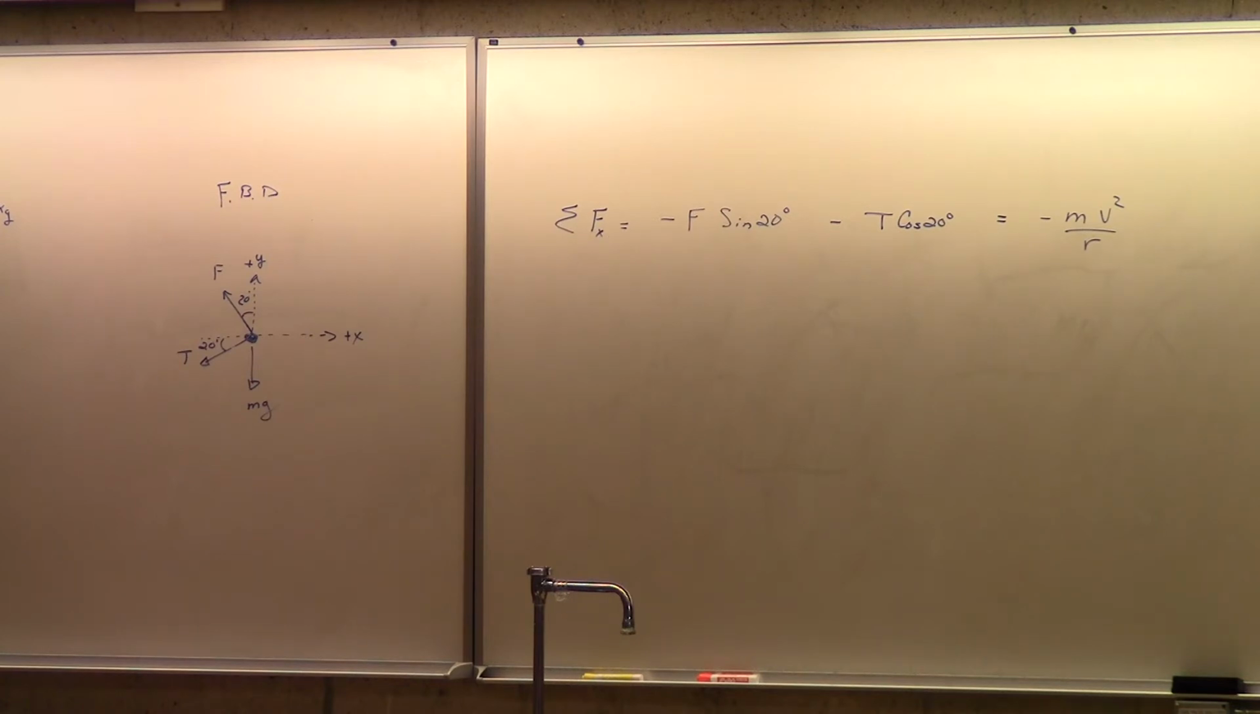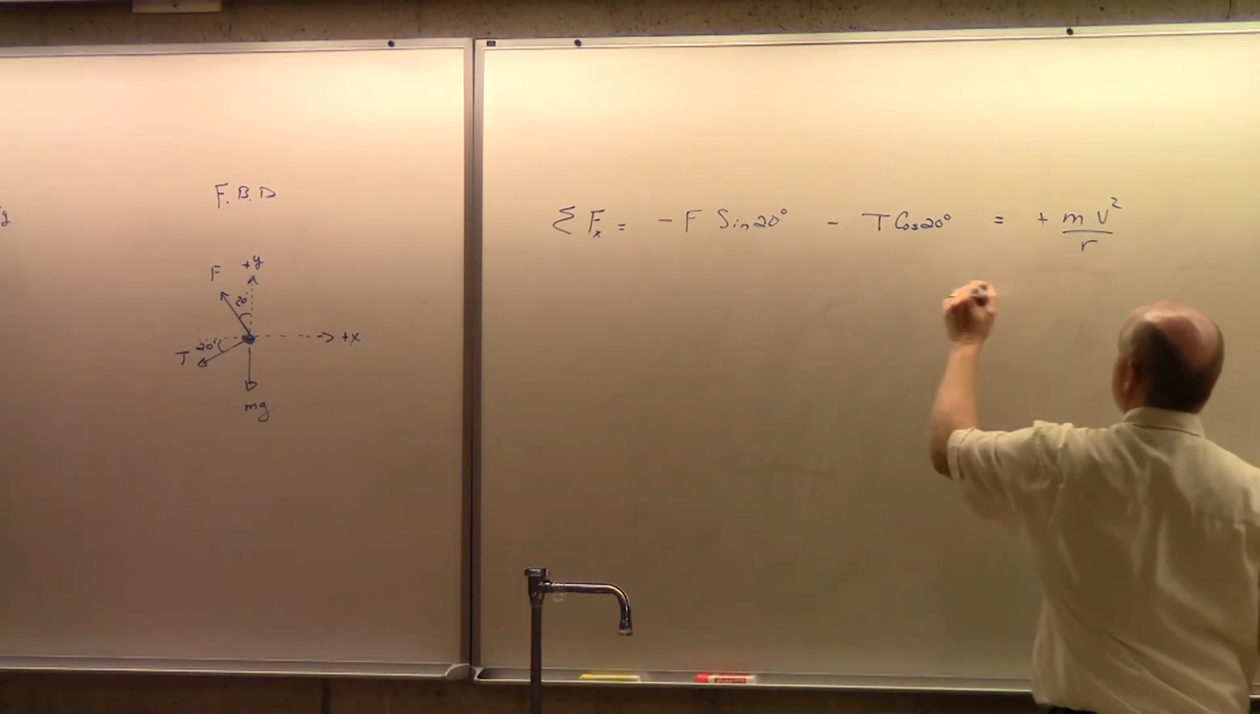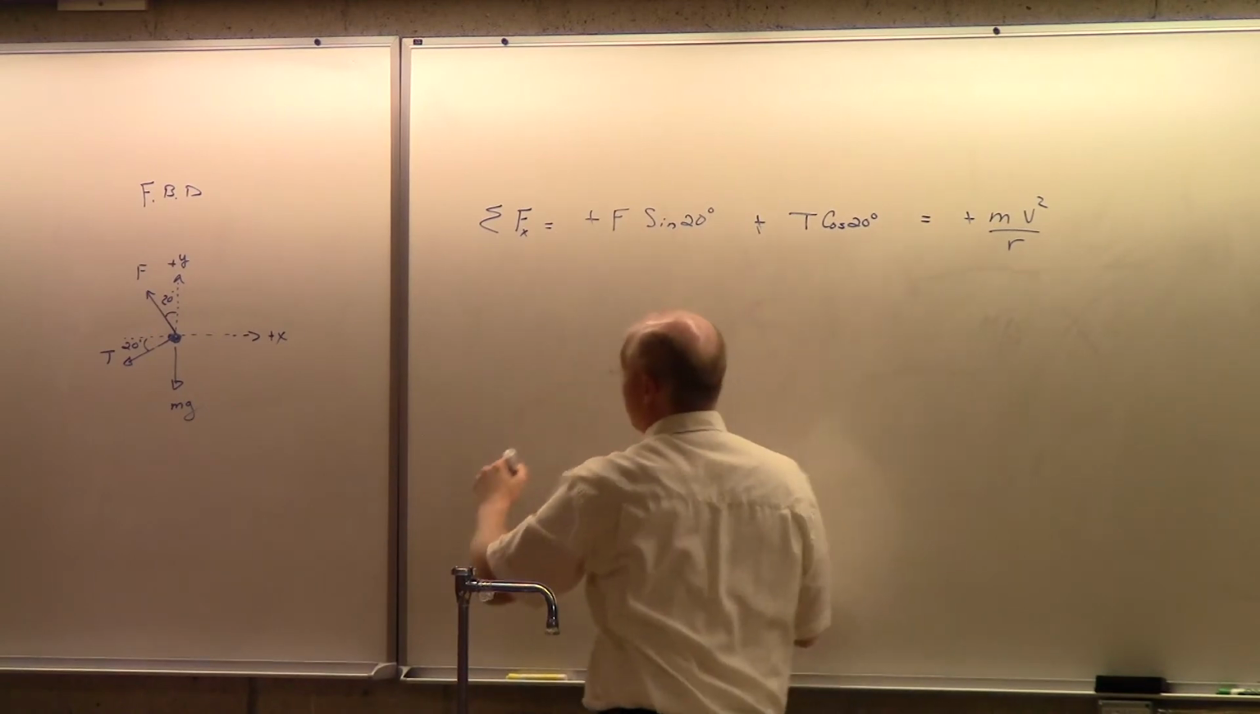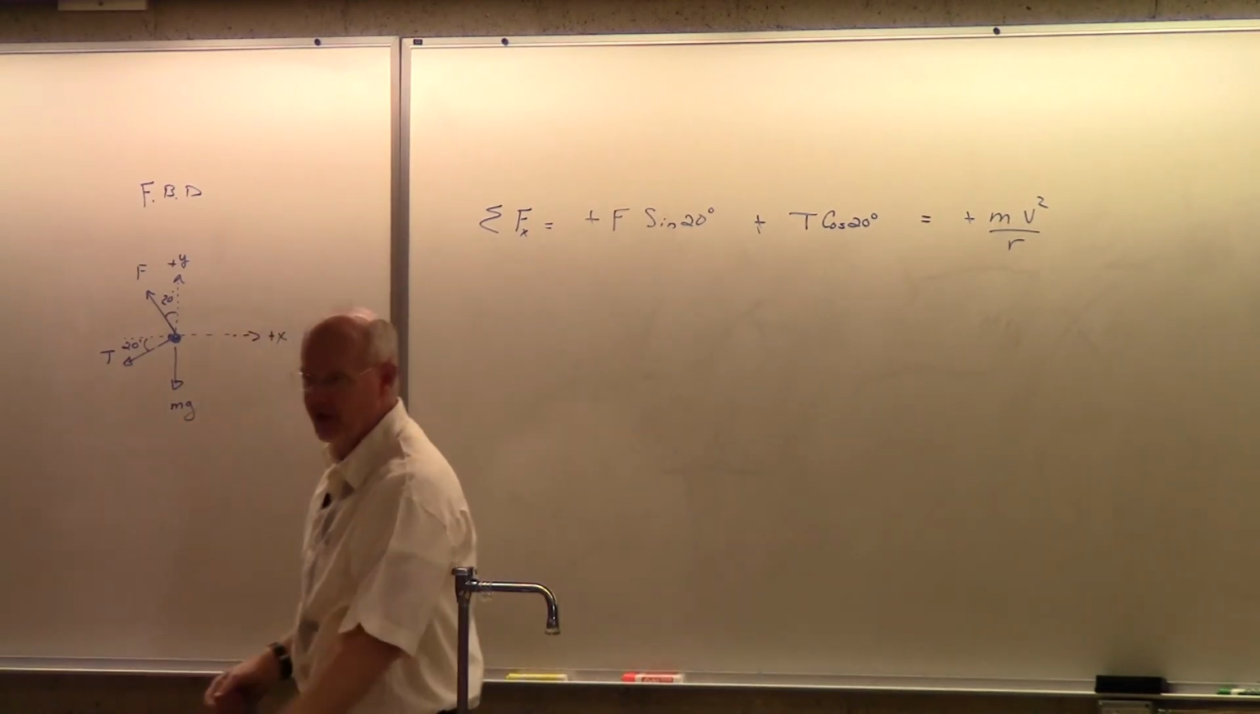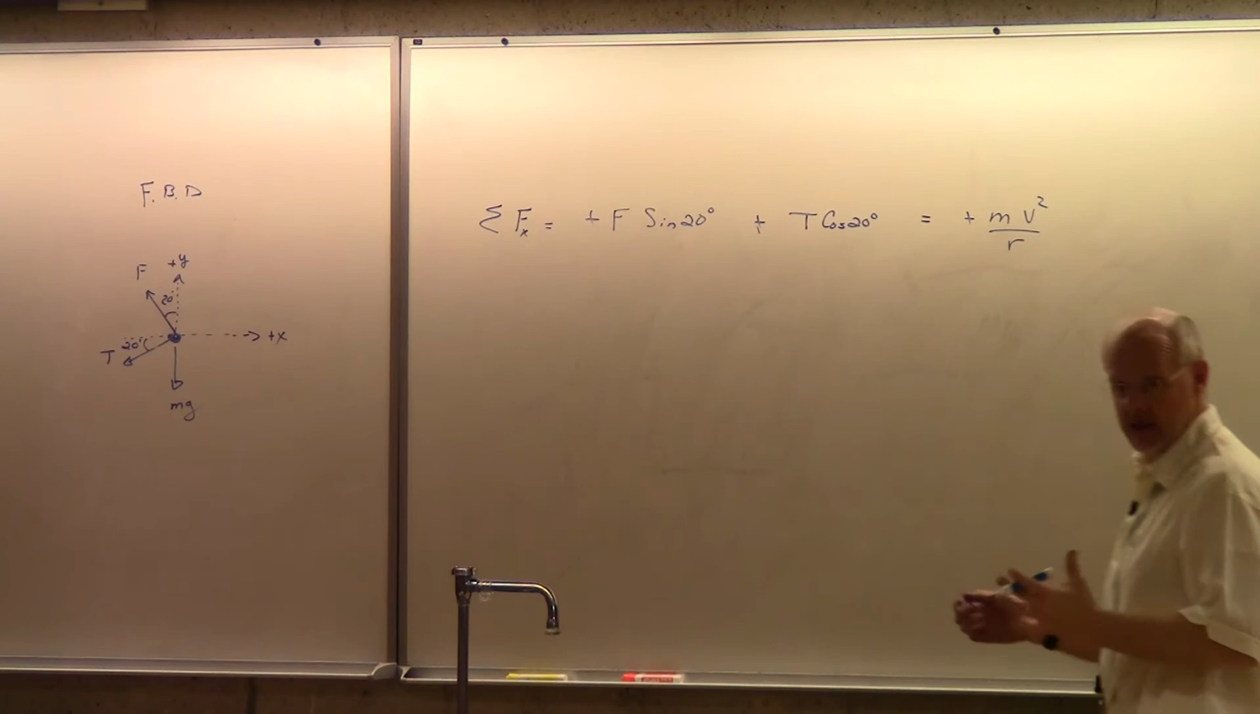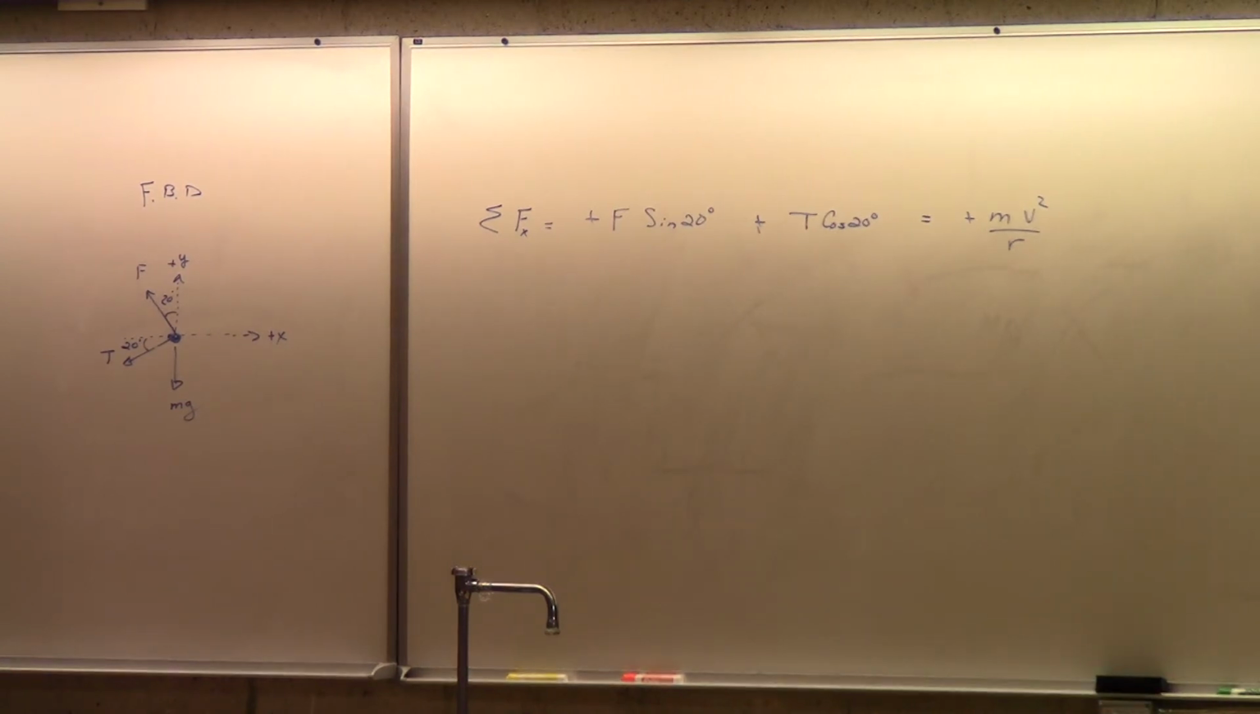And so I've got negatives in front of all of those, which I can now change to positives if I wanted to, or I could have just started by calling that the positive direction and only ended up with positive. So either way, same equation as it should be.